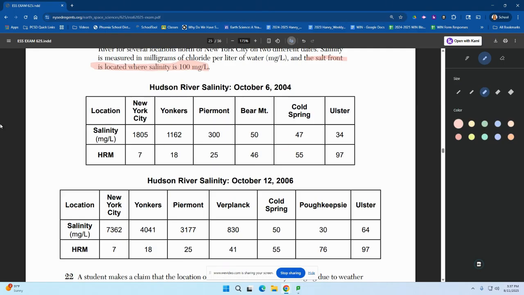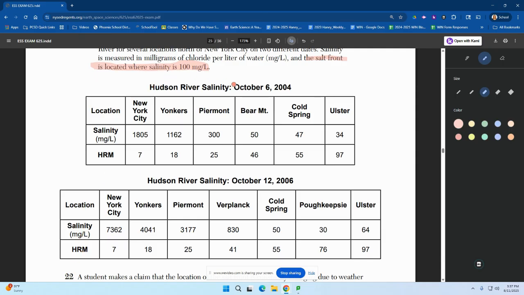The first thing I'm going to look for is what is different about them. As I look at this, I see that they both have location. The locations are the same: New York City, Yonkers, Piermont, Bear Mountain, Cold Spring, Ulster. This one does have Poughkeepsie, which this one does not. And my salinity is there, salinity, HRM, that's there.